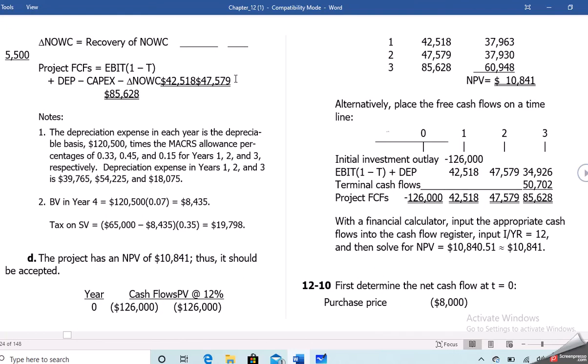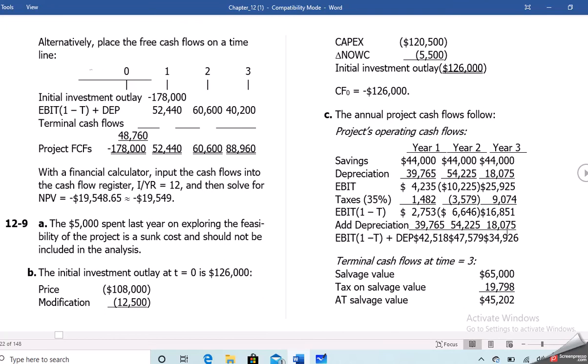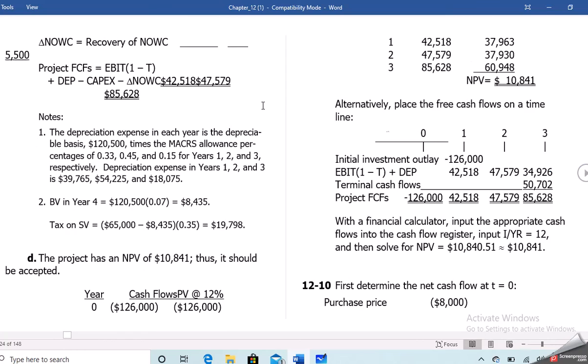So if I come up here, that should be included in our final year cash flow. So, yeah, so here it is. It's kind of over here in this corner. Sorry, it doesn't lay out very nicely. But we're also going to get that $5,500. So then when we go back, we're going to put into our cash flow for year 3, we're going to have 34,926 plus 45,202 plus $5,500. So that's where this 85,628 comes in.